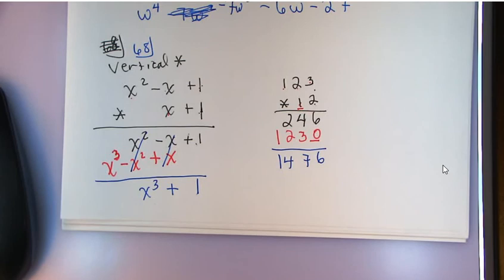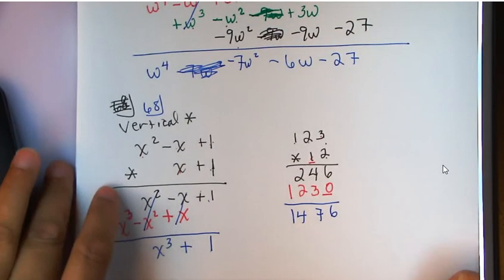Let's do number 72. Now, keep in mind, you do not have to do it vertically. You don't have to do it horizontally. I want you to do it the way that works for you. Don't care how you do it, just do it. So let's do number 72.